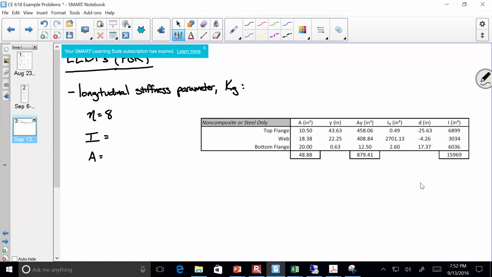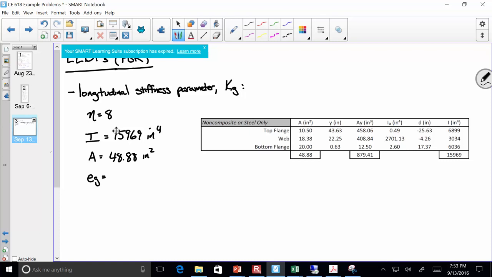So here's our section. We need the moment of inertia and we need the area. So I propose that the moment of inertia is 15,969 inches to the fourth, and the area is 48.88 square inches. So far, so good? All right. Now, we're also going to need EG, okay?